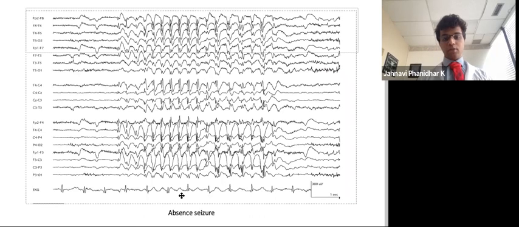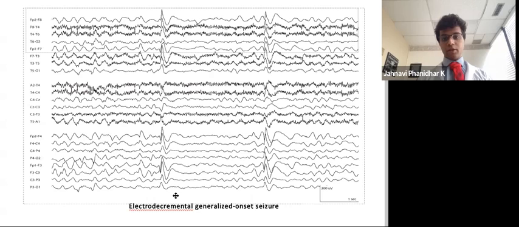Here we can see an absence seizure, which shows the generalized spike and slow wave pattern in three hertz waves, which are commonly associated with them. They are characteristic of absence seizures, which are most prominent in the central region.